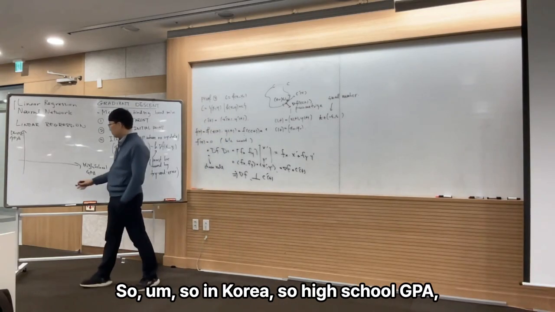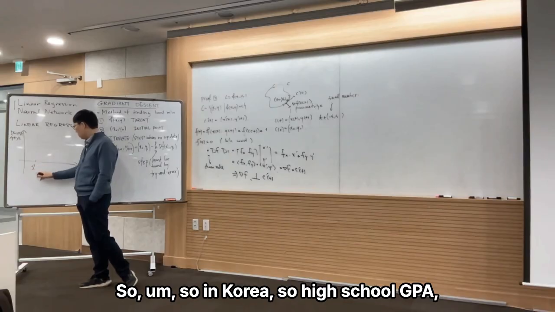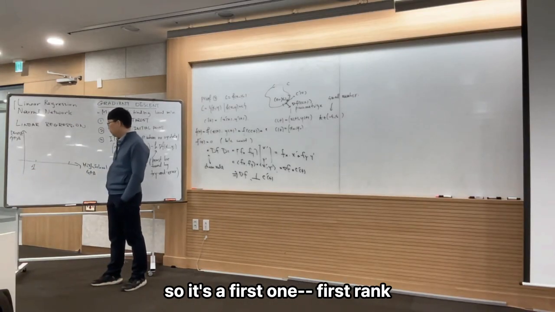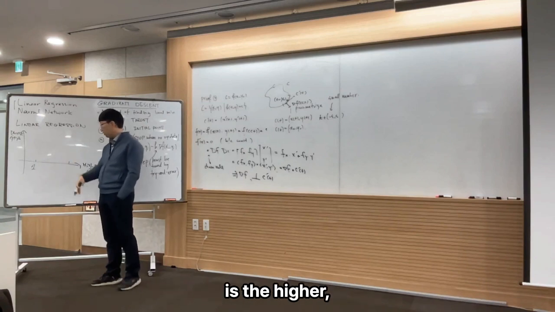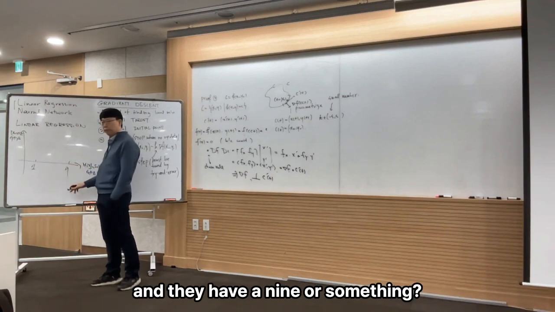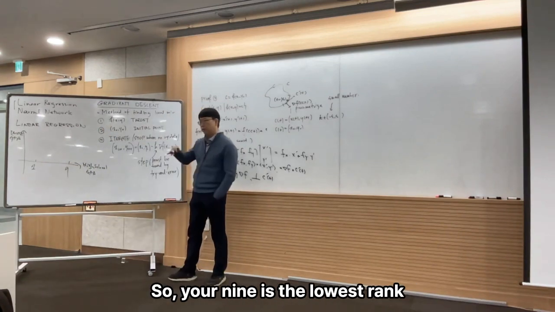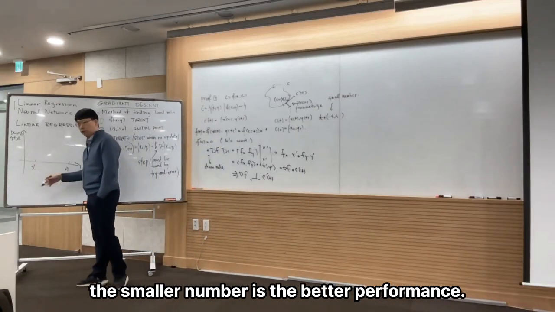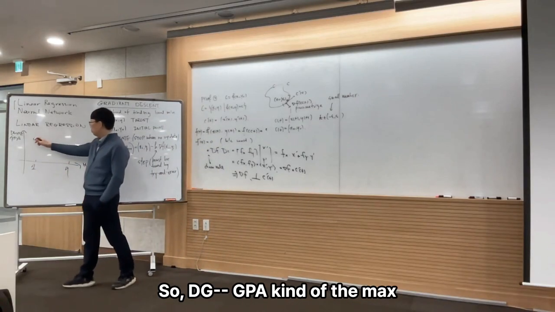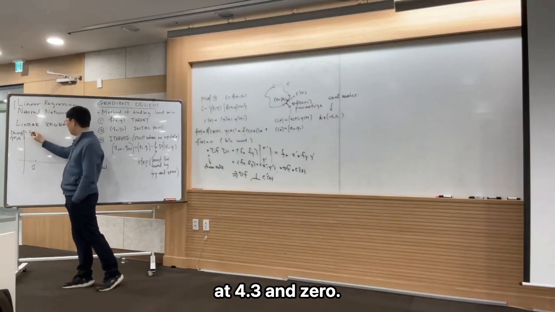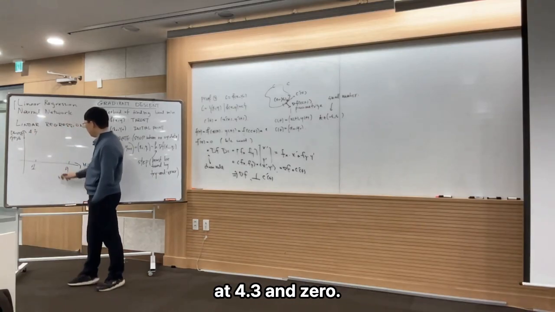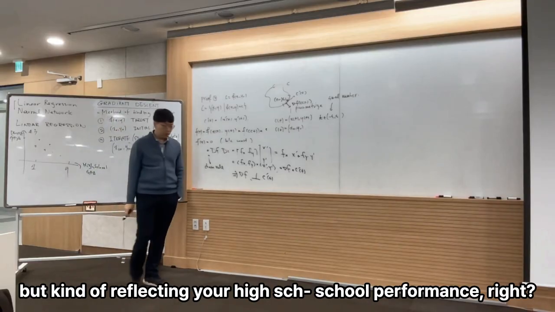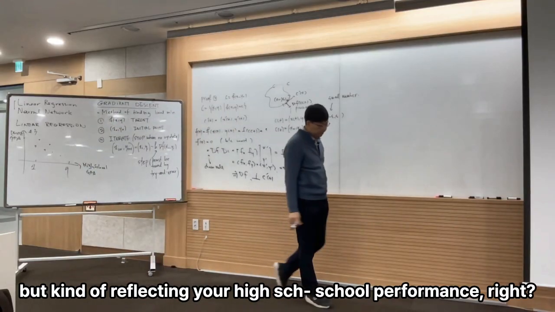So in Korea, high school GPA is kind of a ranking. The first rank is the highest, and you have a 9 or something. So 9 is the lowest rank, and higher is better. I mean, the higher the rank, the smaller the number, the better the performance. DGIST GPA has a max of 4.3 and a min of 0. So there are some exceptions, but it kind of reflects your high school performance, right?